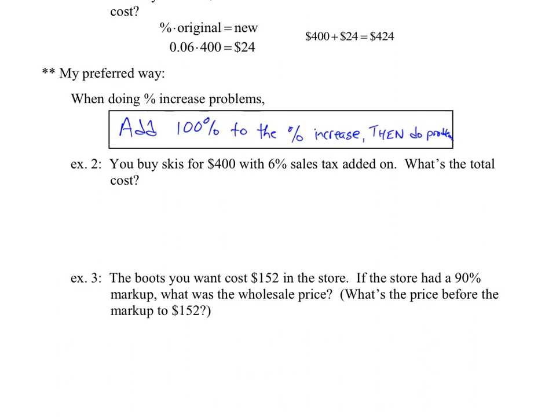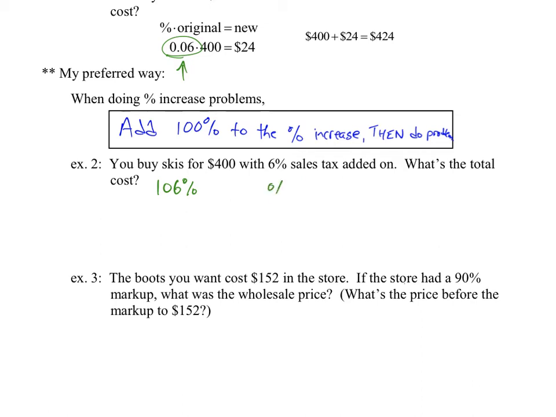So up here, I went and found out what 6% of it was. Do you agree? If I buy skis and they're going to add 6% on, I still have to pay 100% of the cost of the skis plus 6% more. Yes? So what I mean by that is instead of doing 6% like I did here, I'm going to look at it as though I need 106% of that $400. How would we write 106% as a decimal? Go for it, Luke. 1.06.